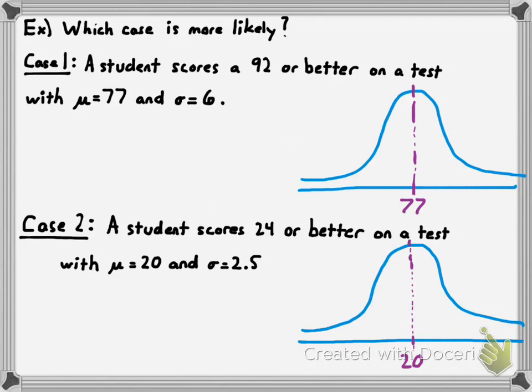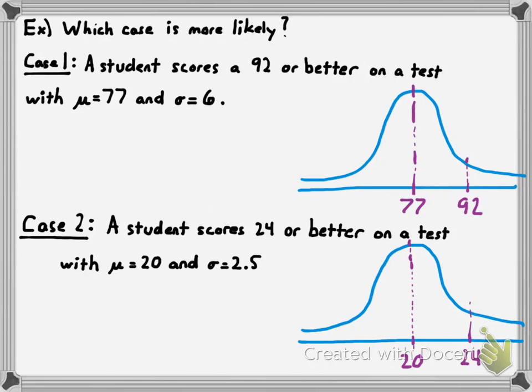And I don't mean is the absolute difference greater, because certainly 92 is further from 77 than 24 is from 20. But in terms of how many standard deviations away is it, which is greater? That's really the question we're trying to ask. So is 92 more standard deviations away from the mean of 77 when there's a standard deviation of 6 than 24 is from 20 whenever the standard deviation is 2.5?